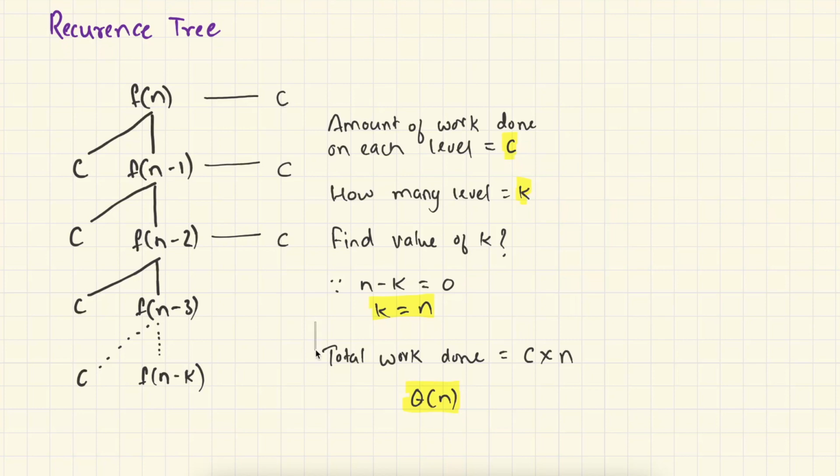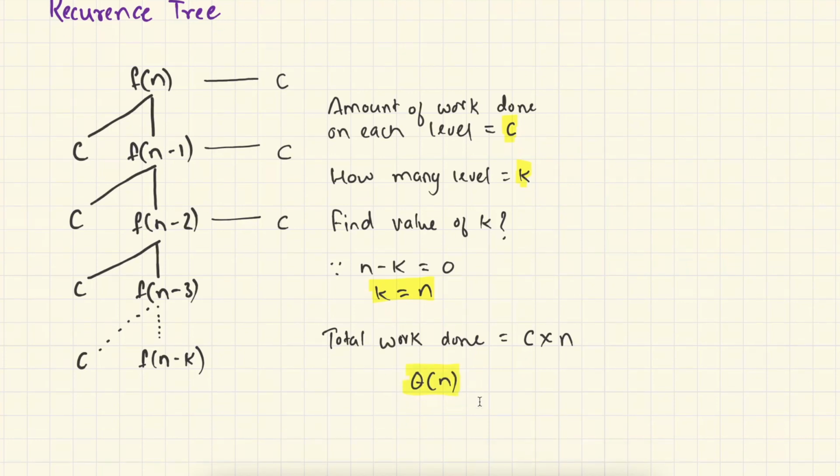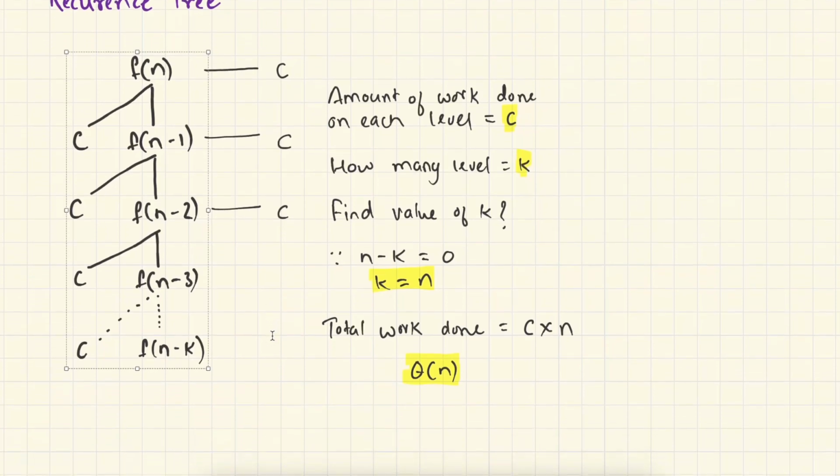Now let's calculate the total work done in this recursive function. It is going to be the amount of work we do at each level times the number of levels, so it comes out to be c times n. And c is a constant, and in asymptotic analysis we do not care about the constant. So in terms of asymptotic notation, we can write that the amount of work done in this recursive function is going to be theta of n, and this is the exact bound. Clear? So far, so good. This is how we construct a recurrence tree and solve it to find the order of growth of this recursive function. Great. Now let's move on to our next example.